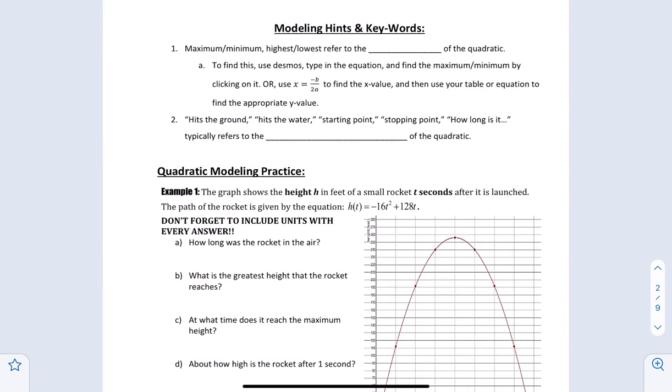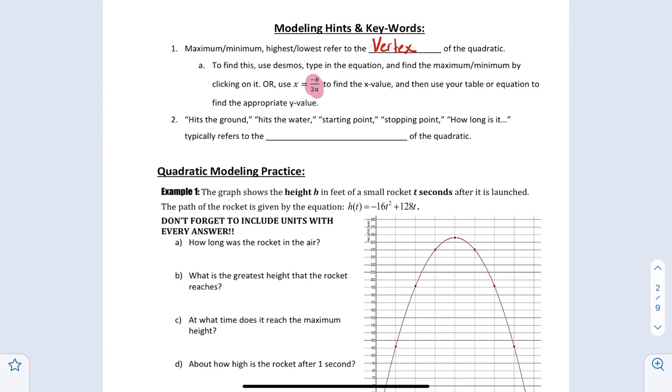So if I want to take a look at my modeling hints or keywords on page 2, when we talk about a maximum or minimum or a highest or lowest value, we are referring to the vertex of our quadratic. If we want to find our vertex, we either graph it in Desmos and click on the actual maximum or minimum, or I can take the equation that I'm given and use the opposite of b divided by 2a to get the x value, or the axis of symmetry, and then plug that value back in in order to get the rest of my vertex.